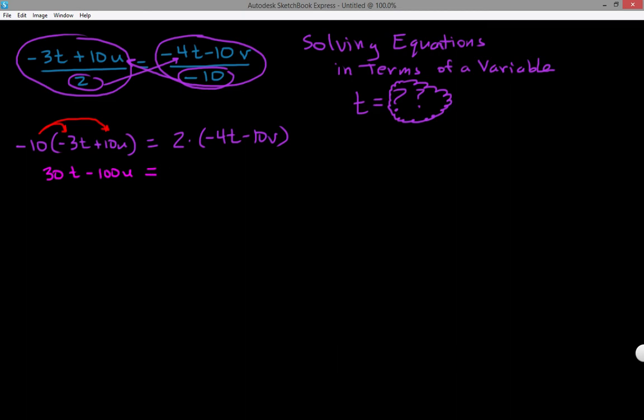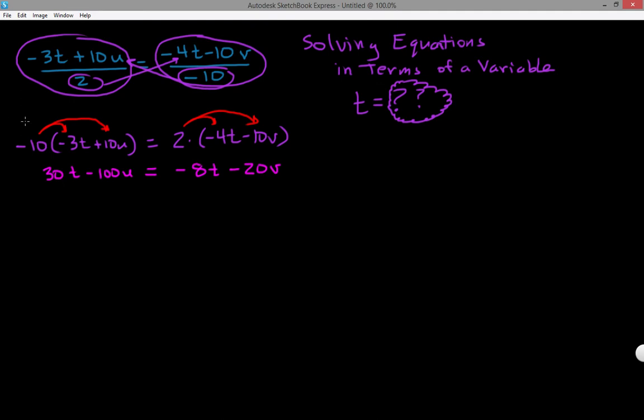Equals, now I'm going to go back and I'm going to distribute this side. It's 2 times all of that. So when I distribute that in, I'm going to have 2 times the negative 4t, which makes negative 8t, and then 2 times the minus 10v, which is still minus, but it's 20v. Now I can go ahead and solve this new equation.